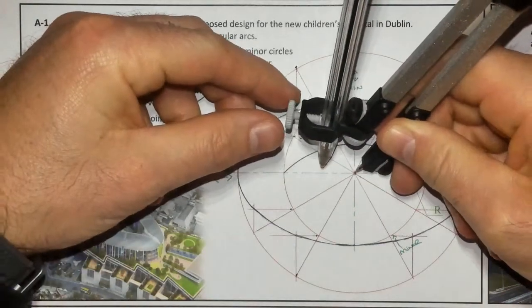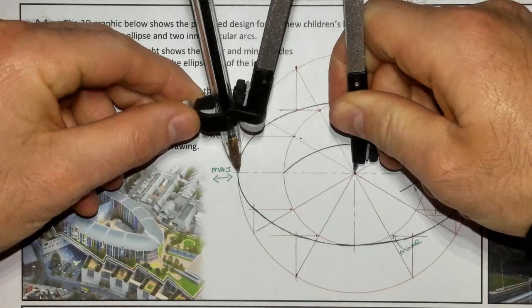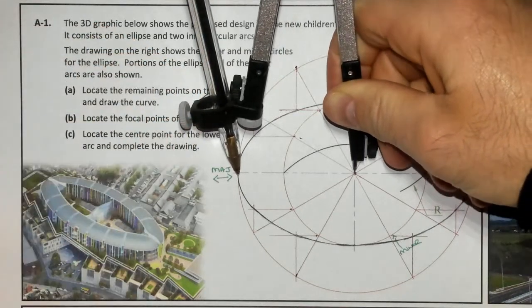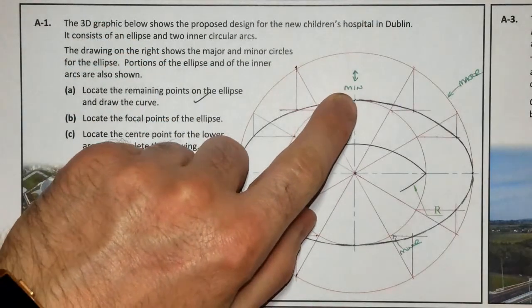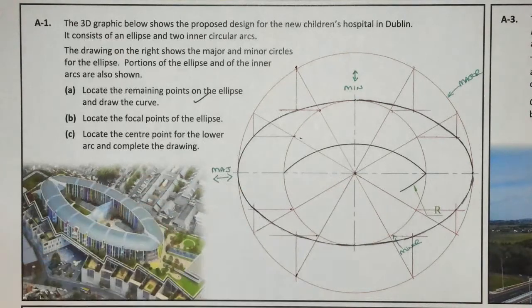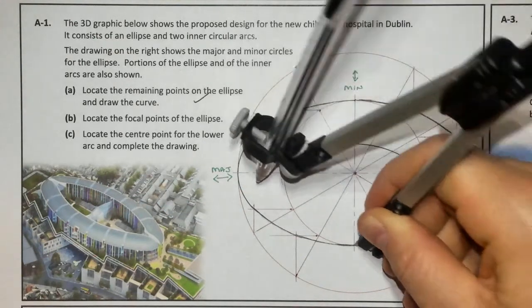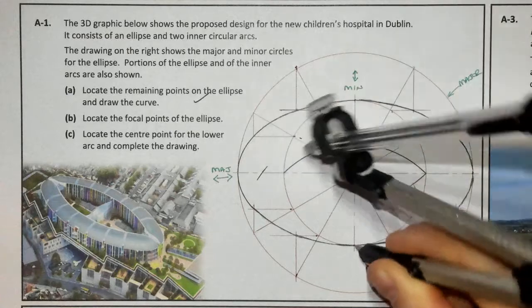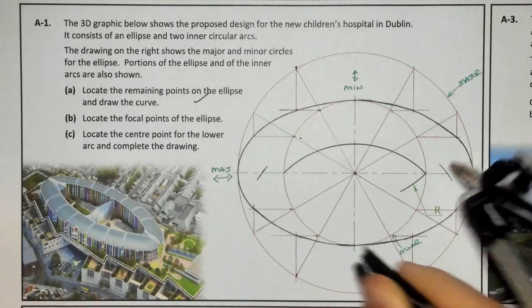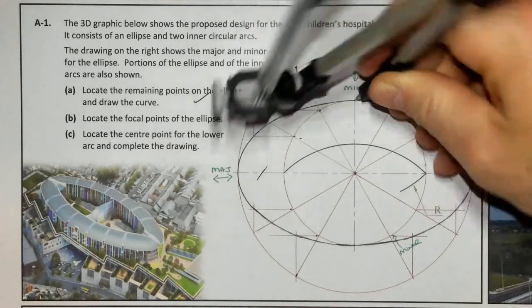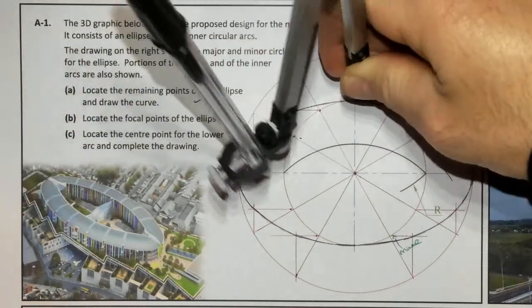So I get half of that. So essentially the radius of the major circle, which is that distance there. And I can go to the top of the minor or the bottom of the minor. So in this case, I'll just go to the bottom. I'm going to swing an arc to cut the major axis here and here. Likewise, if I did it from this position, it should give me the exact same point, and as you can see it does.